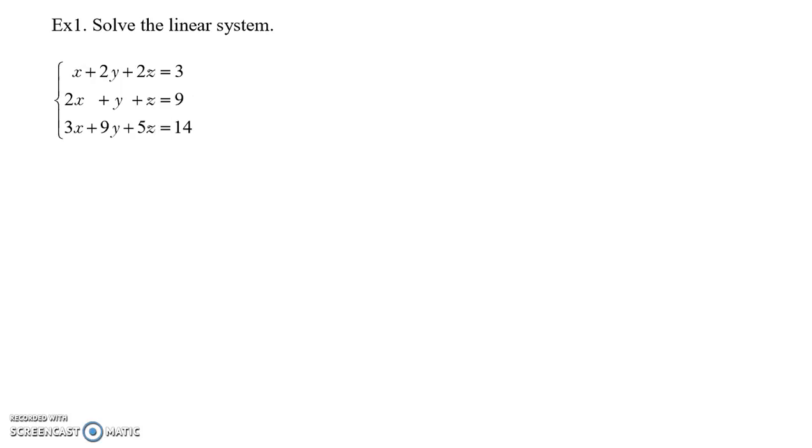So let's look at example 1. Solve the linear system. So you see three equations in three variables x, y, and z. All three of these equations are linear equations. We have x, y, and z in separate terms, x, y, and z all raised to the first power.